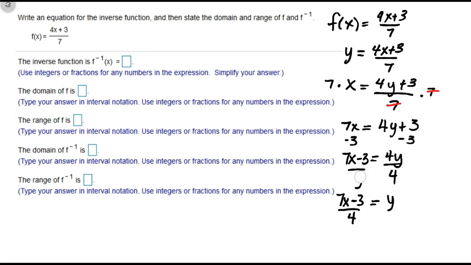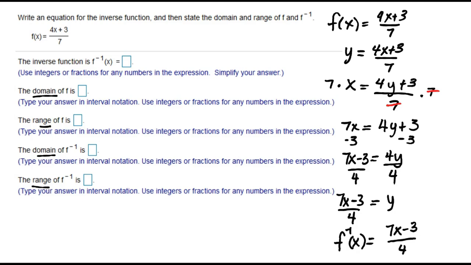Let me correct my 4 there. It looked like a y. So this is the inverse of f. We use the symbol f with a -1 to represent the inverse. So that's f inverse of x equals (7x minus 3) over 4. So we got the inverse function, and the rest of the question is asking for the domain and range of our function and our inverse function.